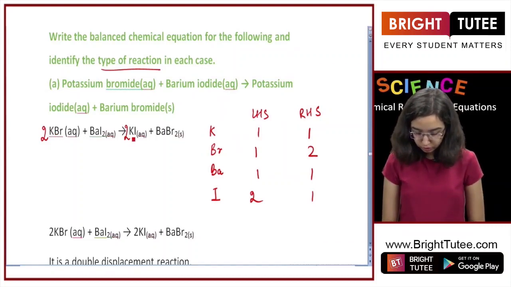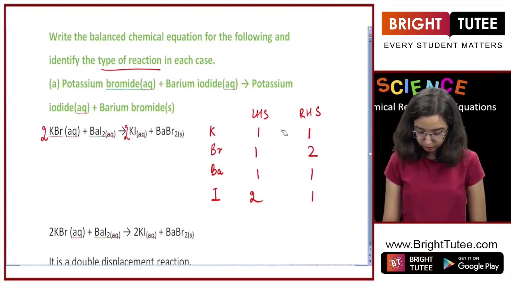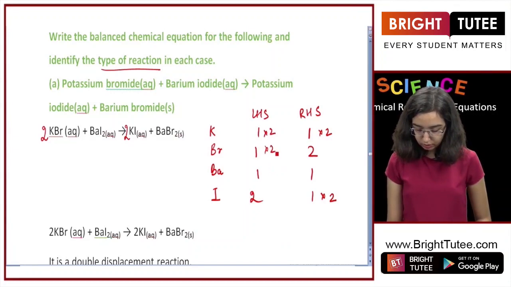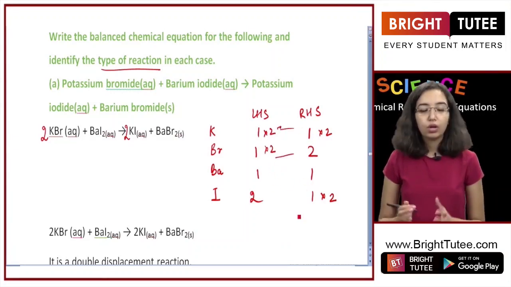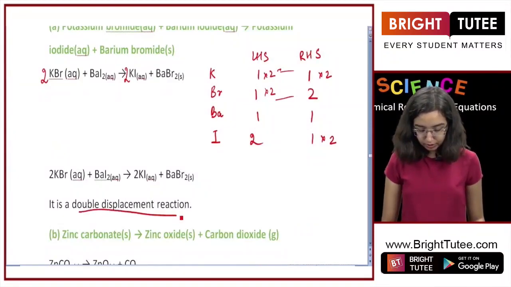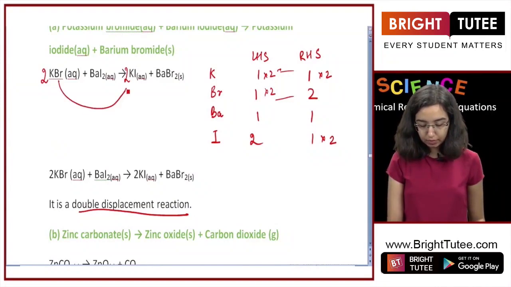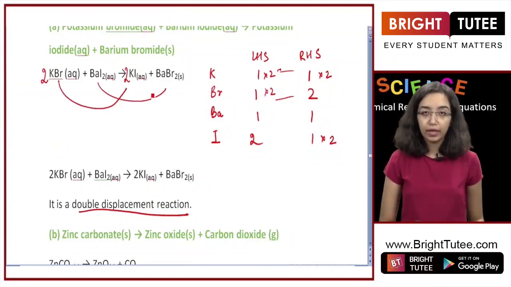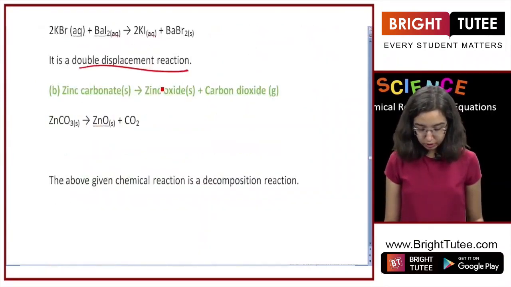So when we put a 2 here, this becomes 2, this also becomes 2, and this becomes 2. So to balance it out, we also put a 2 here. So we have 2, 2, 2, 2, 1, 1 and 2. So it's again balanced. This type of reaction is a double displacement reaction because ions are being exchanged, right? So it's a double displacement reaction.